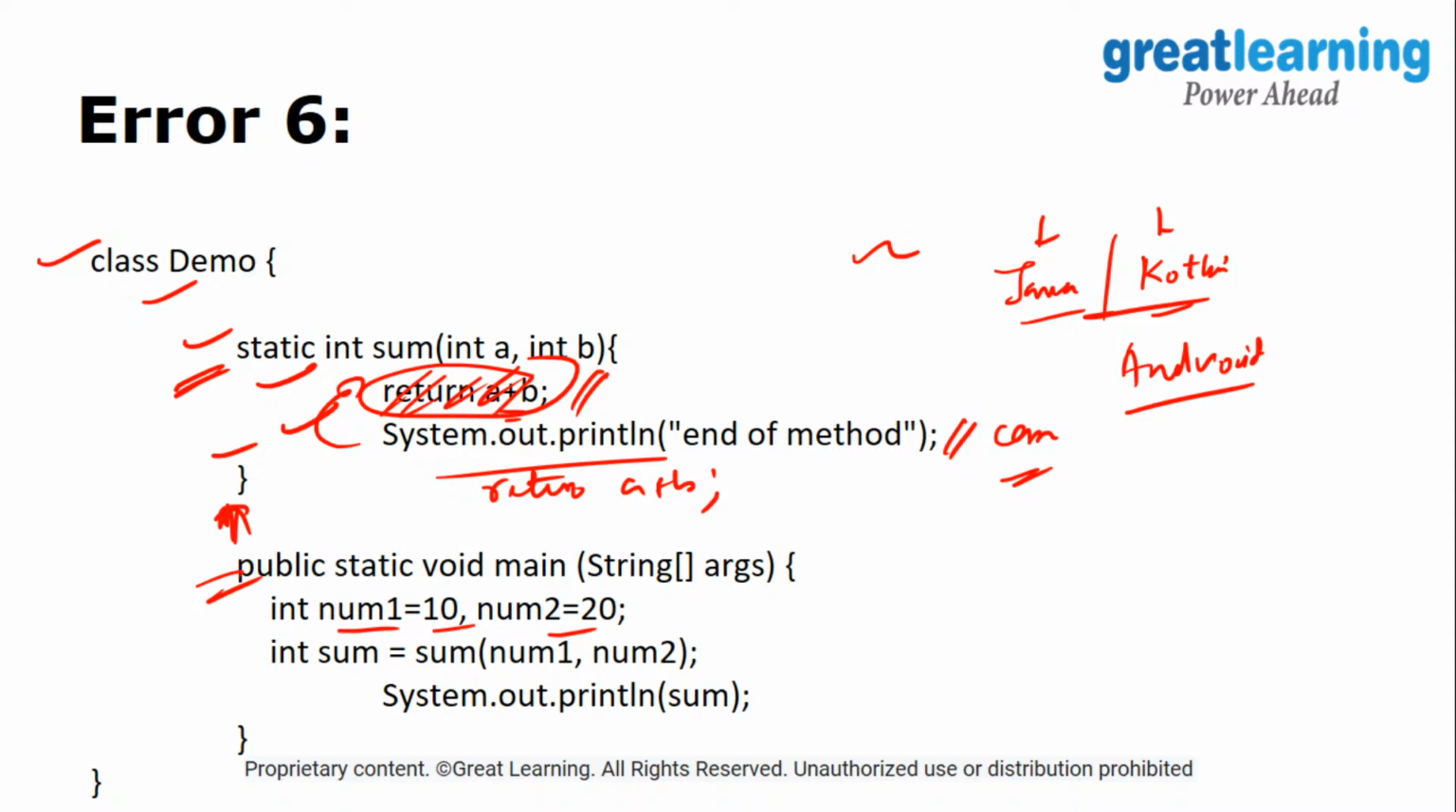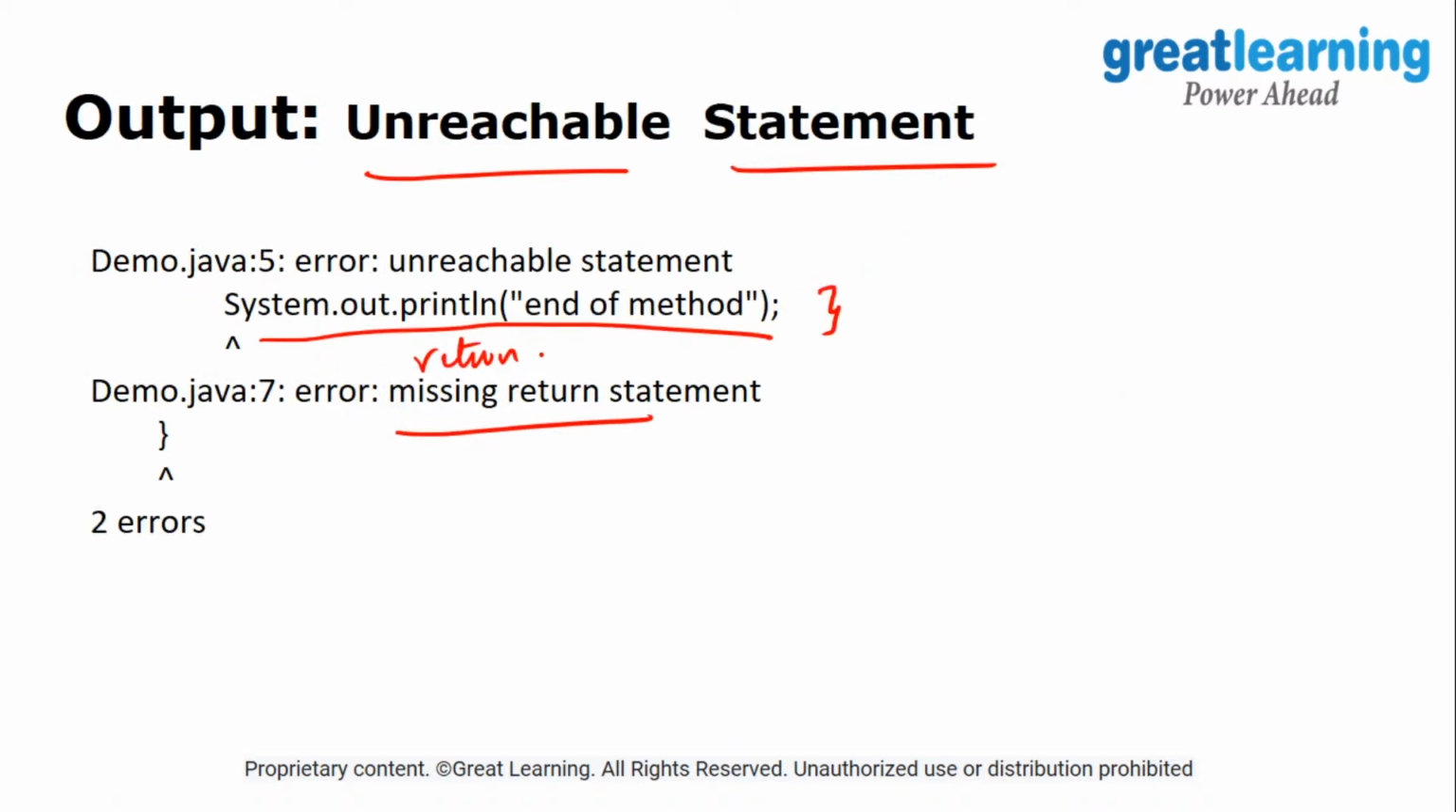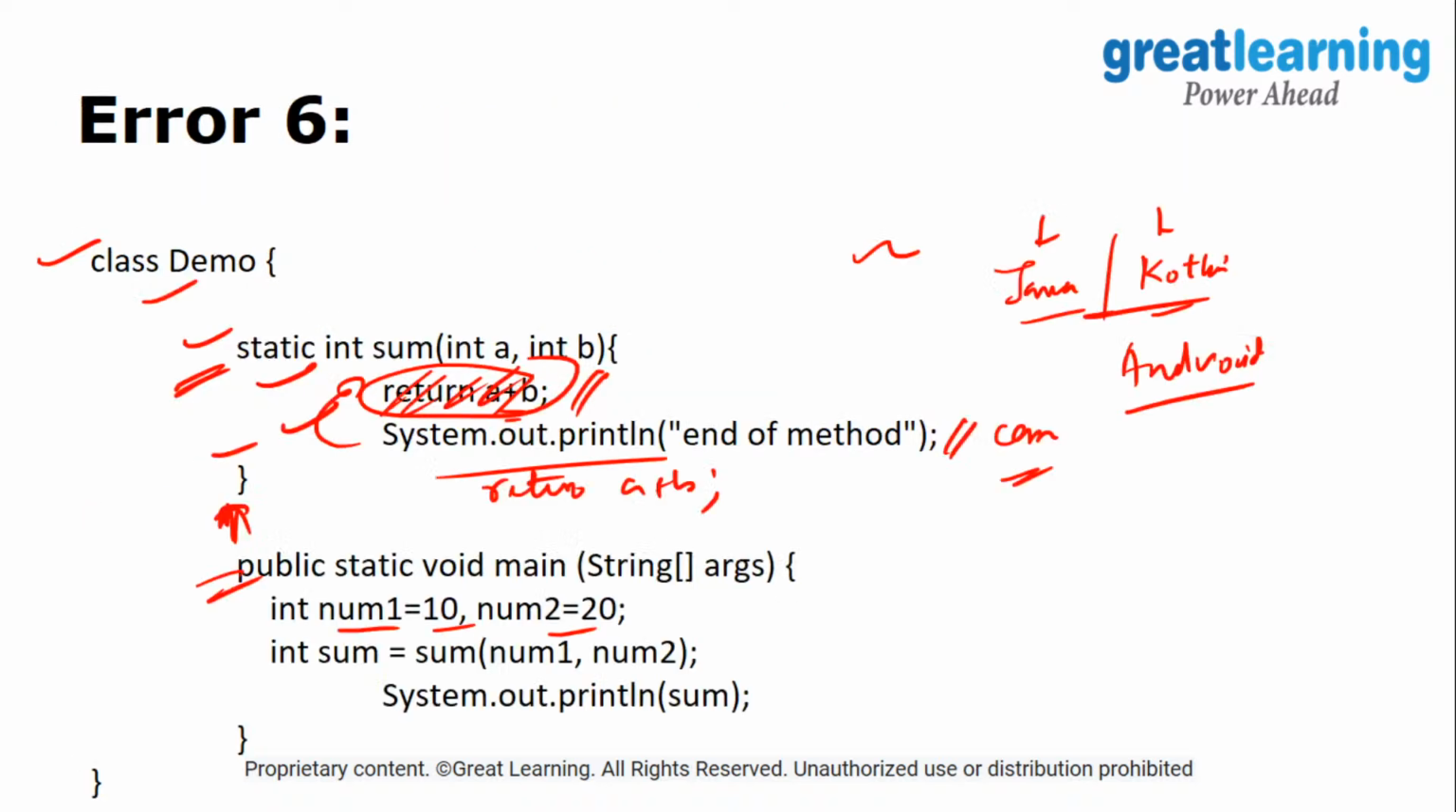So this is the error that you will get: unreachable statement, and also another error, missing return statement. Obviously the compiler thinks that after this statement there should be something you can return, because you are returning something from that function. The sum function says int sum, so the return type of sum is int, and after the print statement of the method you should have a return statement. That is why you get this error.